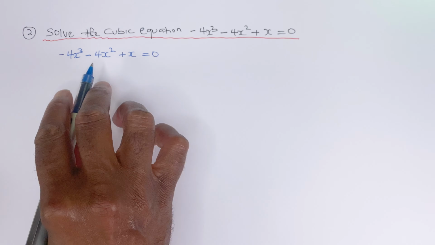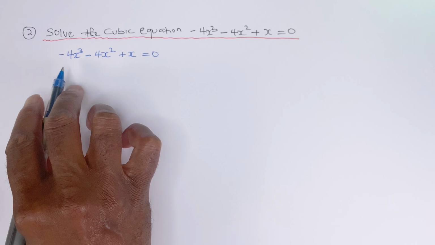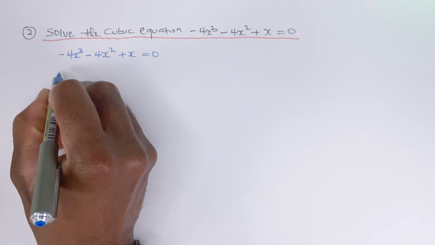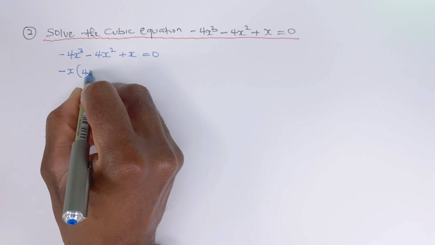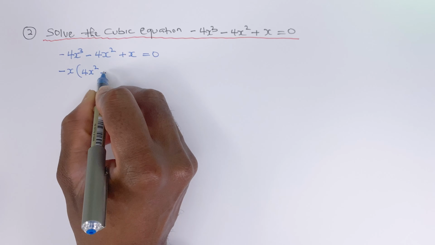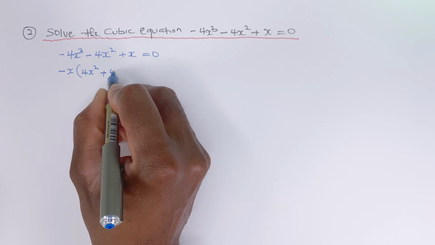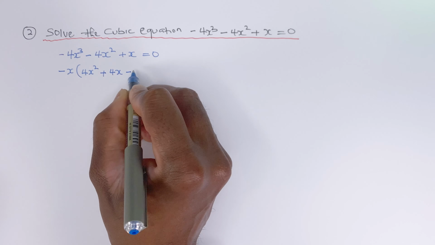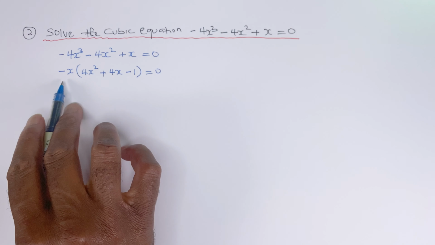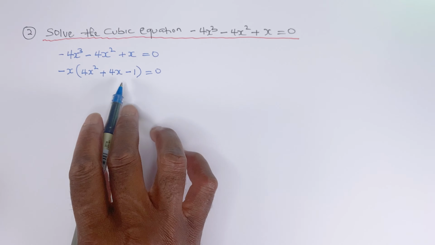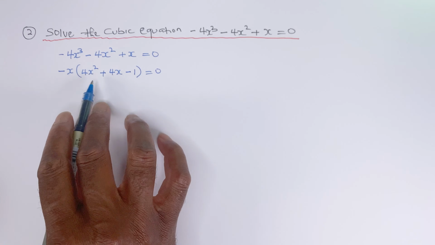Let's take minus x out as a common factor. You can see x, x, x. So I'll take minus x out. So I can get 4x squared plus 4x minus 1 equal to 0. That's a factor, and this is a factor. But the second factor is a quadratic. So I need to factorize that.